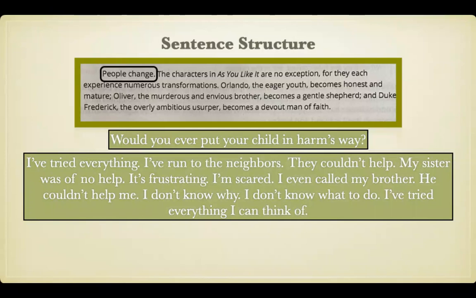I've tried everything. I've run to the neighbors. They couldn't help. My sister was of no help. It's frustrating. I'm scared. I even called my brother. He couldn't help me. I don't know why. I don't know what to do. I've tried everything I can think of. Every sentence here is short and choppy. Now, I've said it before and I'll say it again. Exceptional writers can get away with this. But for the rest of us, it's important to avoid too many short, choppy sentences.